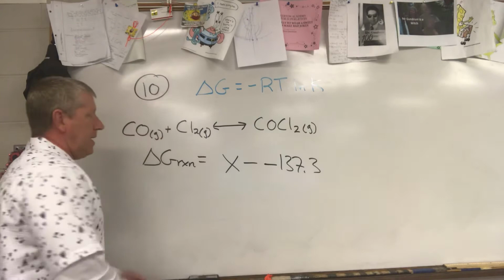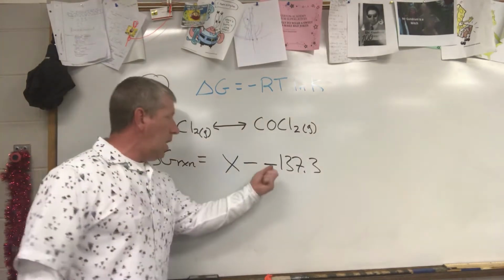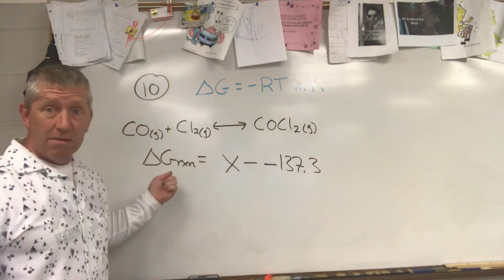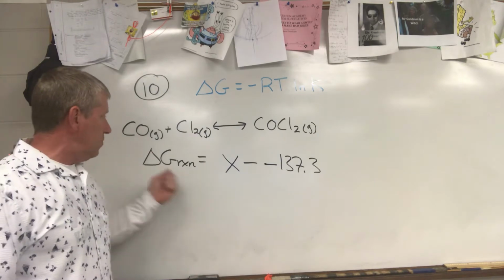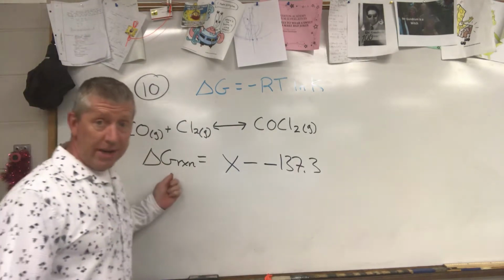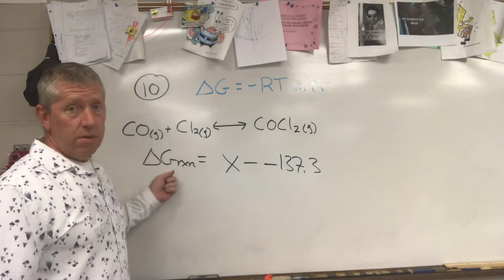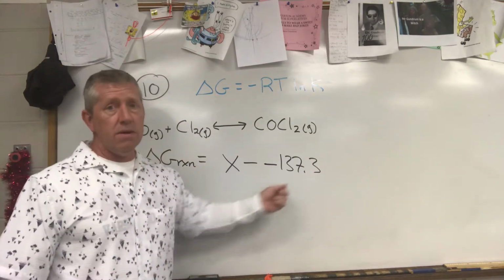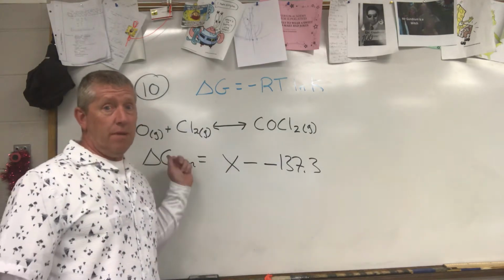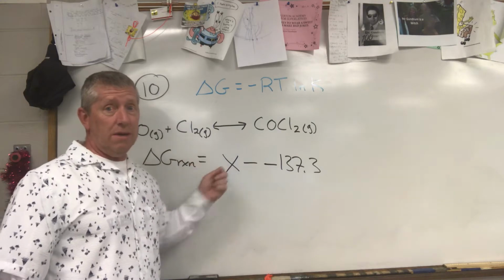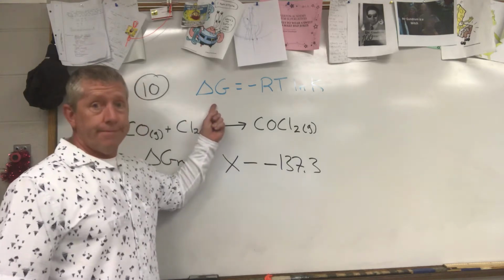So we can go ahead and now solve for X. Oh, wait a minute, no, we can't. We can't solve for X because we don't know the delta G of the reaction. How am I going to get the delta G of the reaction? We usually take products minus reactants, but I can't figure it out because I don't know that, and that's why this equation is still up here.